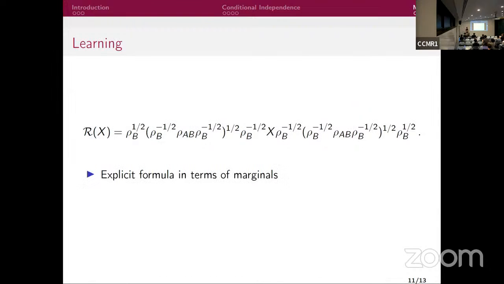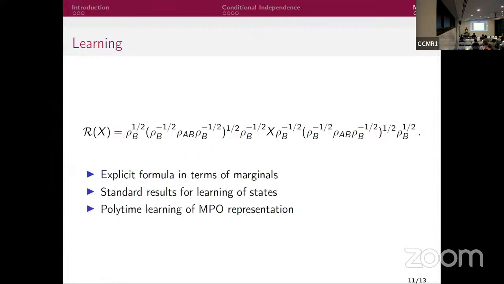Because it's an explicit formula in terms of marginals, we use just standard tomography on the system sizes. The system sizes are less than log large. So each of them can be learned in polynomial time in inverse error and in the global system size, because the global system size does not enter into the size of these marginals. And you get a bound on the bond dimension, which is basically given by the size of these recovery maps, and a runtime bound on the sample complexity and time complexity of the learning.